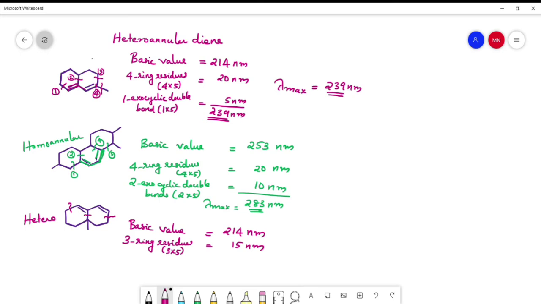And if you are looking into this second ring, there is one exocyclic double bond over here. So one exocyclic double bond will be contributing 5 nanometer. So you will be adding 5 nanometer. So the lambda max will be 234 nanometer for this particular compound. This is how you will be calculating lambda max for different compounds.